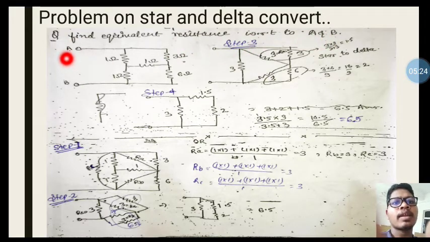This is the network where A point and B point. Here the resistance 1 ohm and another resistance 1 ohm, and between 3 ohm, 6 ohm and 1 ohm, 1 ohm resistance is connected. So here this is the star network, this is also a star network. So what do we have to do first?